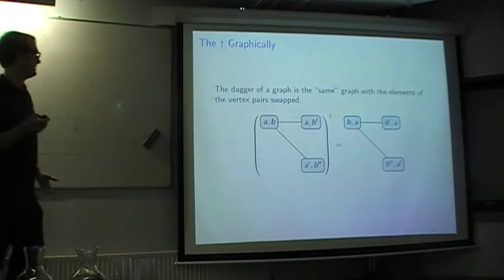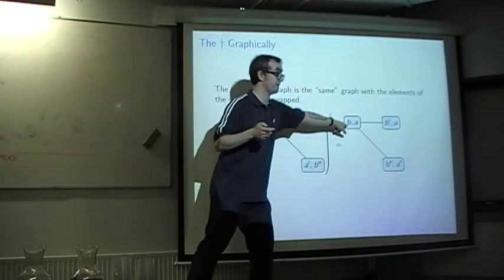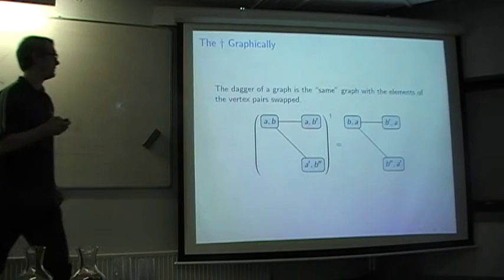Okay, the dagger is very easy. You leave the graph as it is, and you flip the labels around. So you see these AB's are getting flipped to BA. So that's a nice, easy operation to do on graphs.